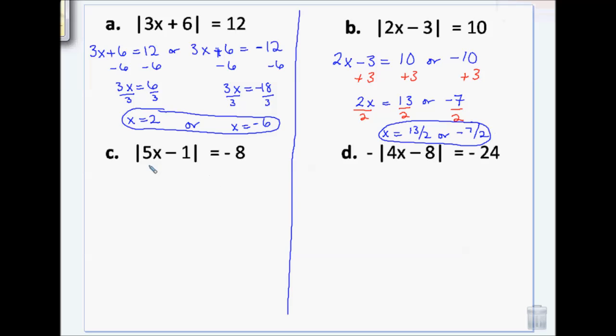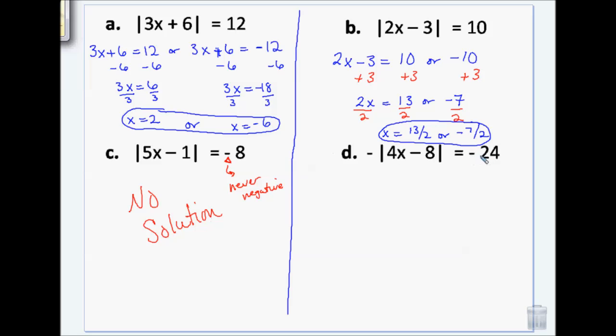Okay, C is really hard. The absolute value of 5x minus 1 equals negative 8. No, it doesn't. Because absolute value is never negative. So anytime you see that, no solution.